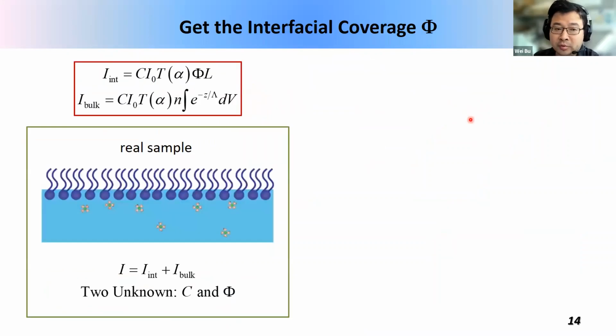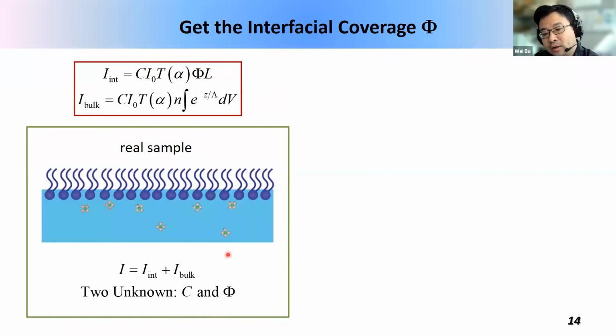Okay, and our ultimate goal here is to get the interfacial coverage. So here are these two equations, the interfacial contribution and bulk contribution. For the real sample, we have fluorescence signal from both interface and bulk. So then we have two unknown parameters: C, which is the scale factor, we can talk about in a minute, and phi, which is the interfacial coverage. And both of them are highly coupled. You can see that in the equation for interfacial contribution, these two are completely coupled. So in order to get the interfacial coverage, you have to decouple these two.